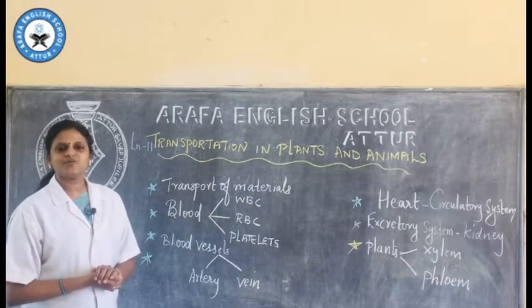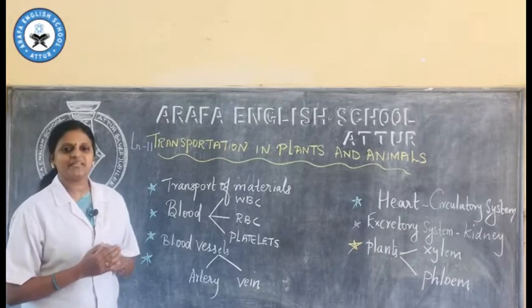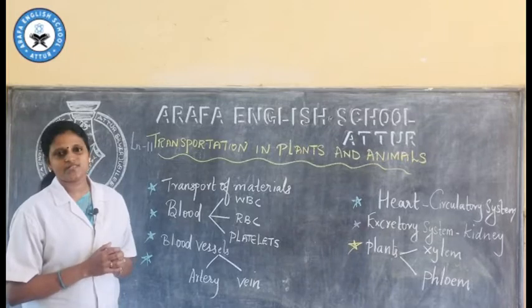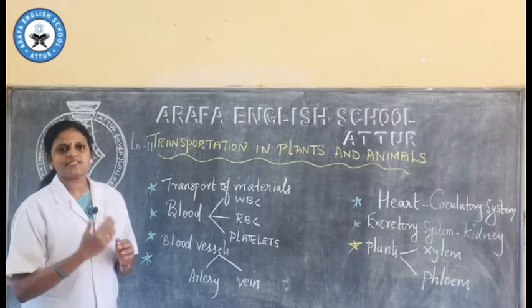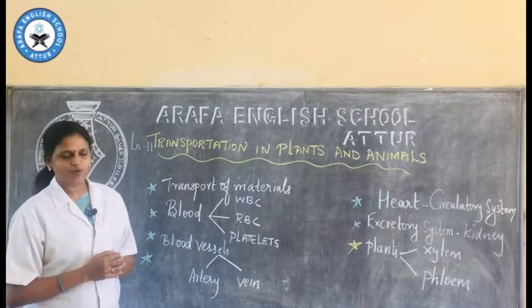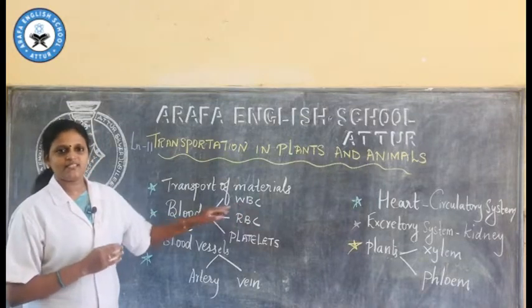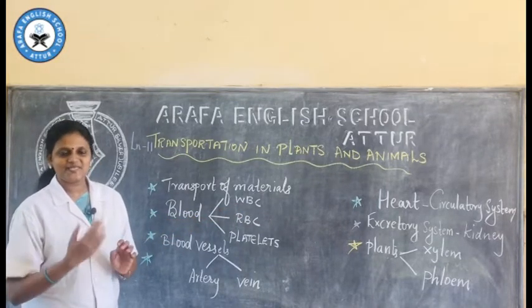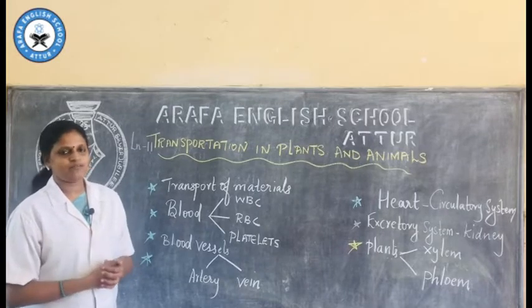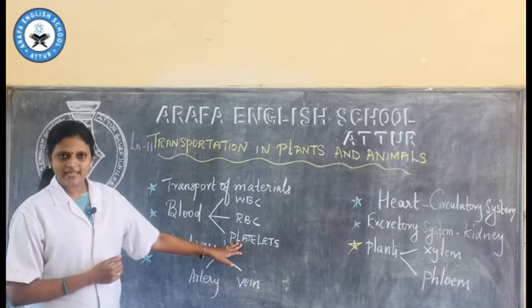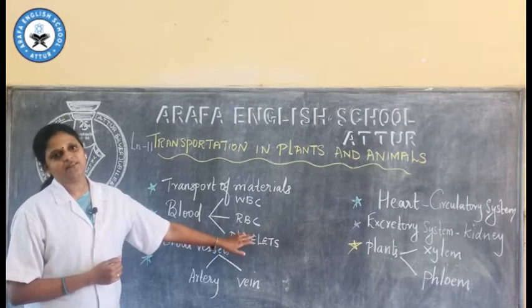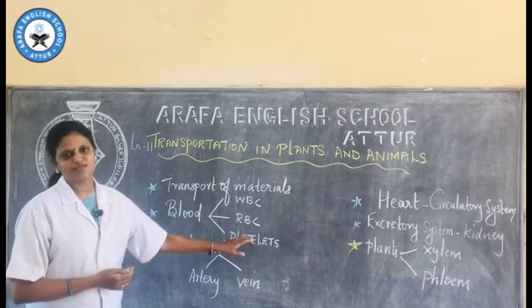RBC is known as red blood corpuscles or red blood cells, and the main function of RBC is to bind oxygen and transport it to all the parts of the body. Similarly, WBC, the white blood cells, fight against the germs which may enter our body. The next one is platelets, which are very important because the clotting of blood is done with the help of platelets. They are colorless also.